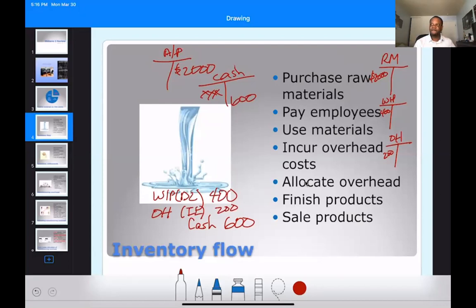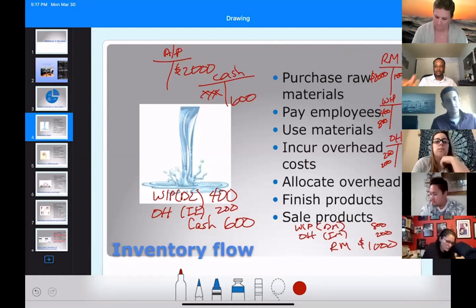When we use materials, right? And so again, there's direct materials, and there's indirect materials. Let's say that we use $1,000 worth of materials. So that's going to be a credit to our raw materials inventory. But if it's direct materials, that goes to our work in process. Let's say that was 800. And any indirect materials goes into overhead. We'd have 800 being added here, another 200 being added here, okay, and $1,000 being deducted from our raw materials inventory. Are you guys following along? Okay. Yes, we do. Thumbs up.